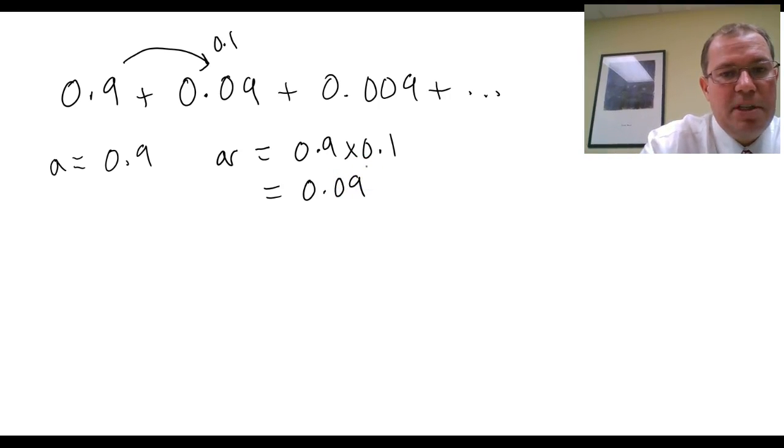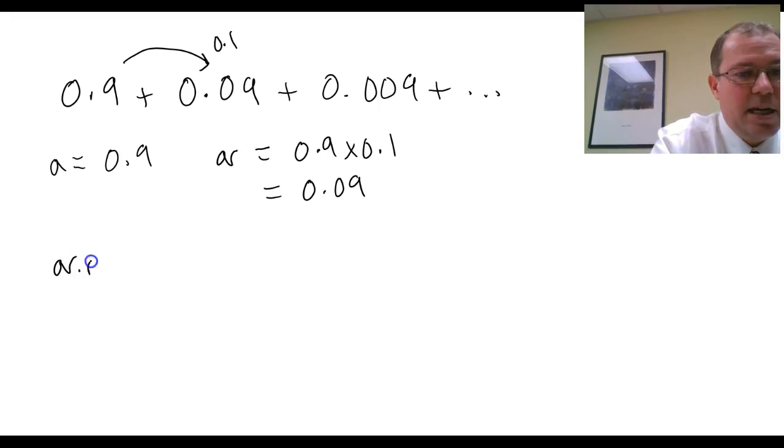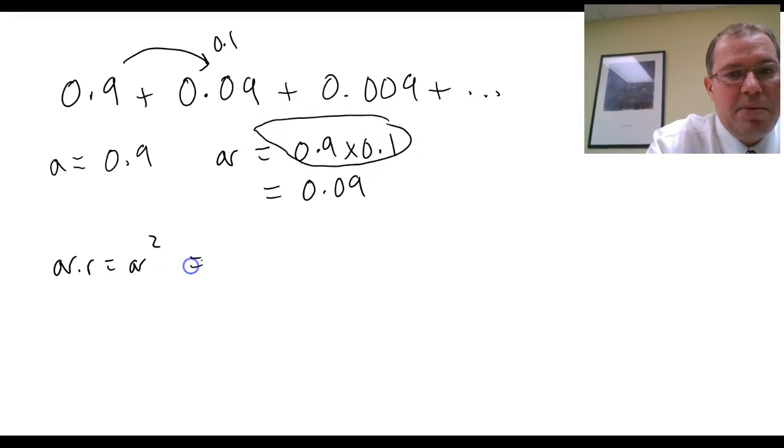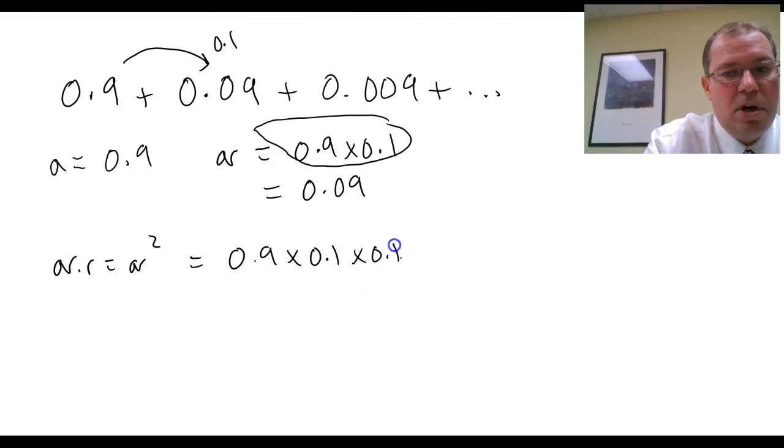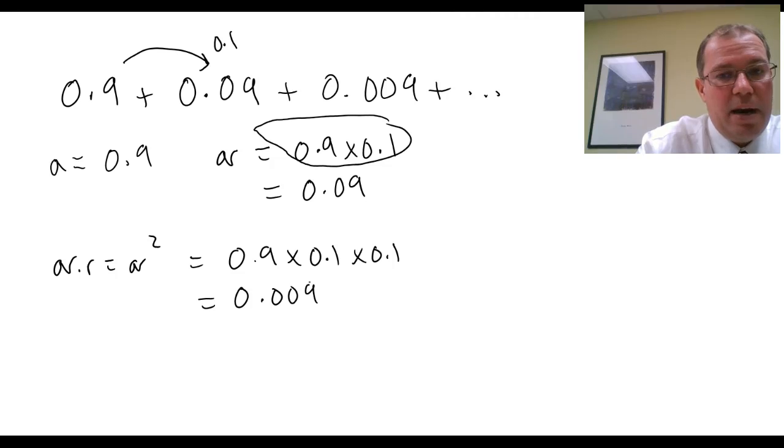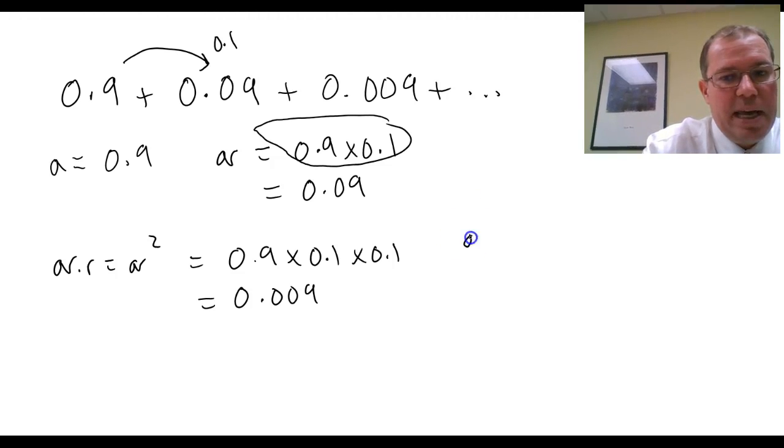The third term is similar. It's AR times R, or AR squared, because you're taking the second term and multiplying it by another R. So you've got 0.9, your first term, times 0.1, that gives the second term, times another 0.1, giving you the third term, 0.009.